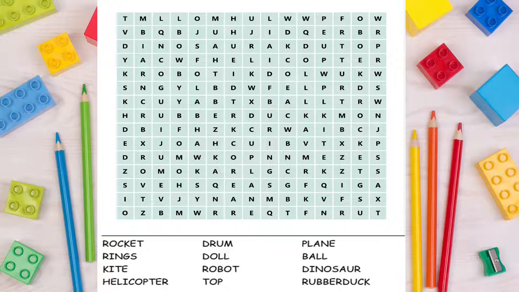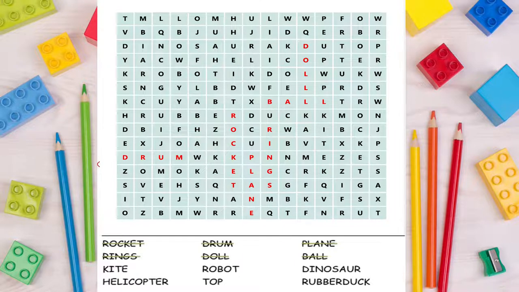All right. Time's up. Let's find the words together. The first word we will find is rocket. Here it is. Let's go to our second word, drum. Our third word, plane. Word number four, rings. Number five, doll. Did you find doll? Number six, ball. That was an easy one.